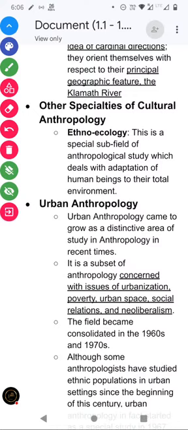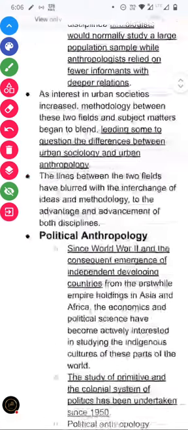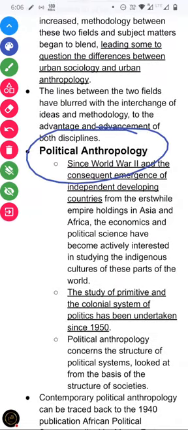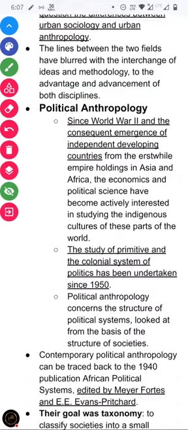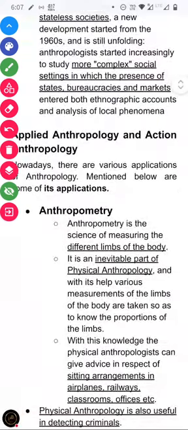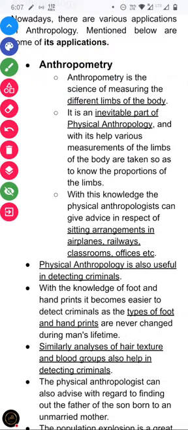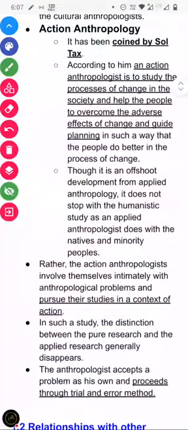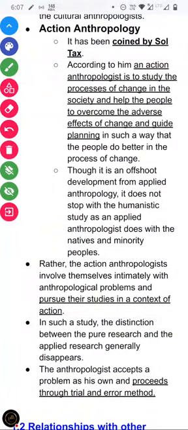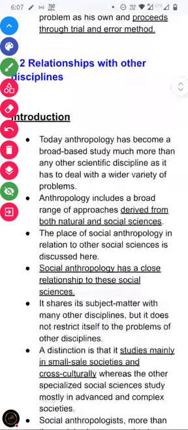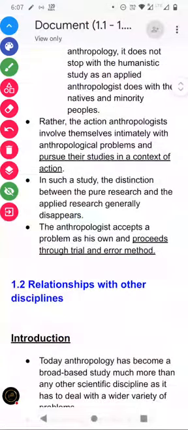Other specialties of cultural anthropology are urban anthropology, and the scope of cultural anthropology includes political anthropology. Here the applied anthropology and action anthropology, these are the scope of anthropology. What is anthropometry, and how does anthropometry affect the anthropological perspectives, and what is action anthropology? These are some questions which were asked in previous year questions.